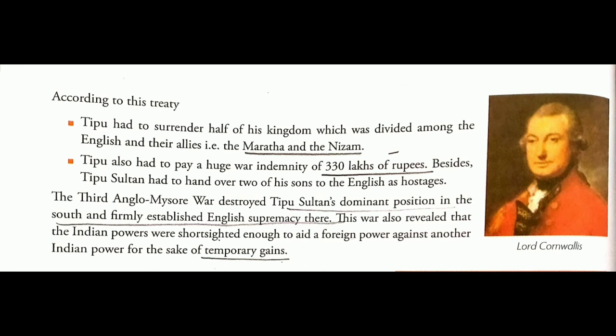So this is where the complete control of the Britishers over Mysore could be seen. The Third Anglo-Mysore War destroyed Tipu Sultan's dominant position in the south and firmly established English supremacy there. So this is how we can see that Tipu Sultan was destroyed completely by the British. This war also revealed that the Indian powers were short-sighted enough to aid a foreign power against another Indian power for the sake of temporary gain. So with this experience, Britishers realized that with a small benefit to the Indian rulers, they can get the maximum by making them fight among each other. For a temporary, short gain, the Indian rulers were fighting with their own neighbors, and because of this there was a loss and the Britishers got the benefit.